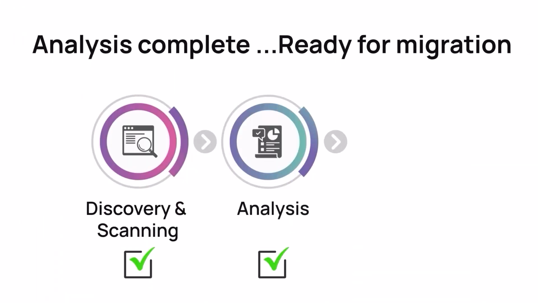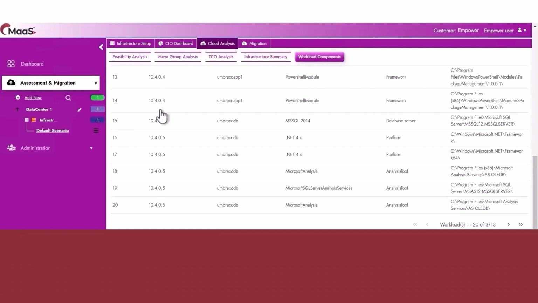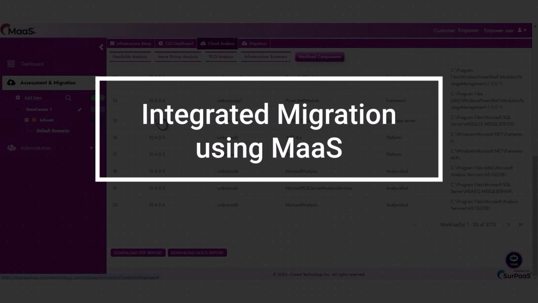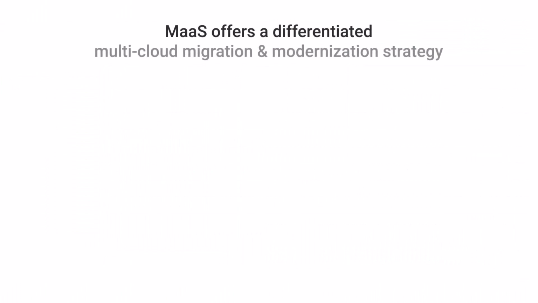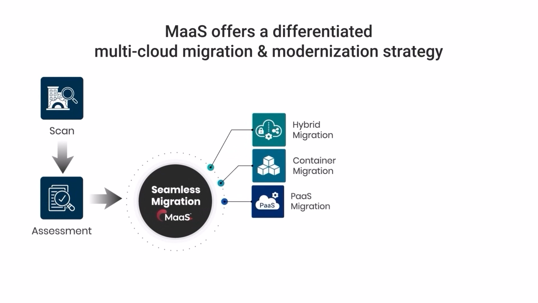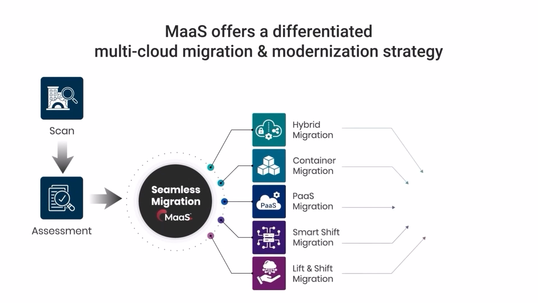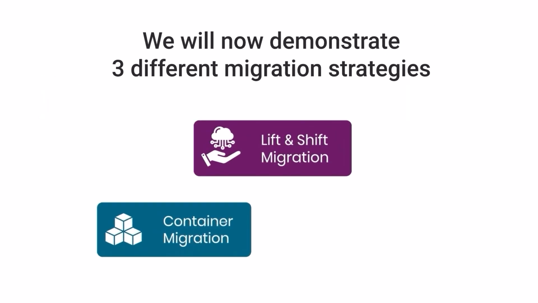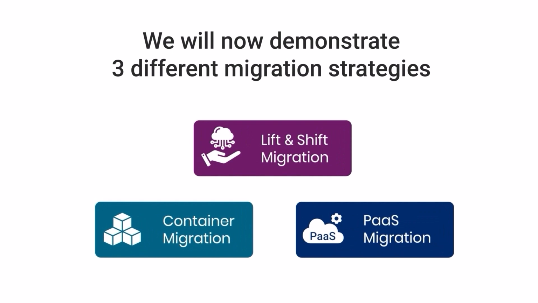Corent's MaaS offers a very unique capability to migrate to the cloud that goes beyond just lift and shift, but also enables you to modernize your applications and move them to the cloud. It leverages the scan data from assessment and gives you multiple methods to migrate to the popular cloud providers. So here we will look at three cases: lift and shift, container, and PaaS.